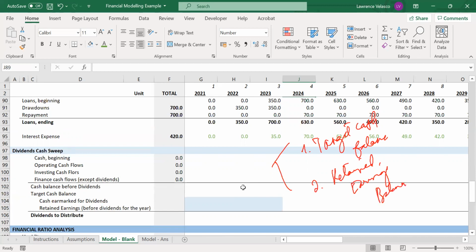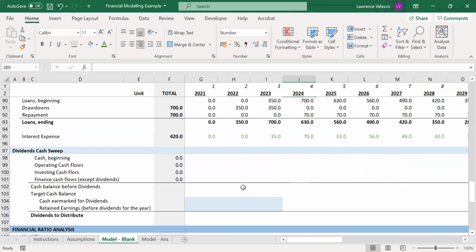Okay? The second one is easier to explain kasi by law, kung walang retained earnings, bawal mag-declare ng dividends. Okay? You can only declare dividends if the retained earnings is positive. Okay? So that's the first rule. The second rule is, of course, the company wants to maintain a certain target cash balance. If the balance is at or below that target cash balance, then dapat wag munang mag-dividends. Okay?